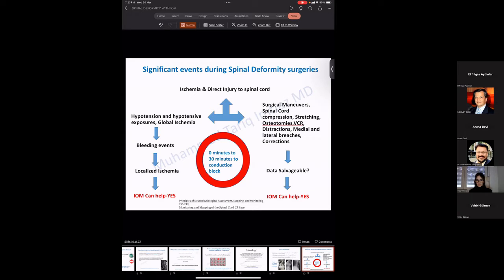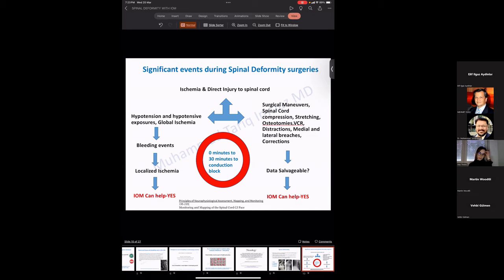Then, of course, during surgical maneuvers, for example, compression or stretching, during vertebral column sections or hemilaminations, during major scoliosis surgeries, can IOM help? If there is a change in data, is the data reliable? These are the questions surgeons ask. So can IOM answer these questions? Yes. Now, as you can see in the middle of this slide, I'm giving you an alarm with a red circle on it. We have a very limited time frame to prevent conduction block.